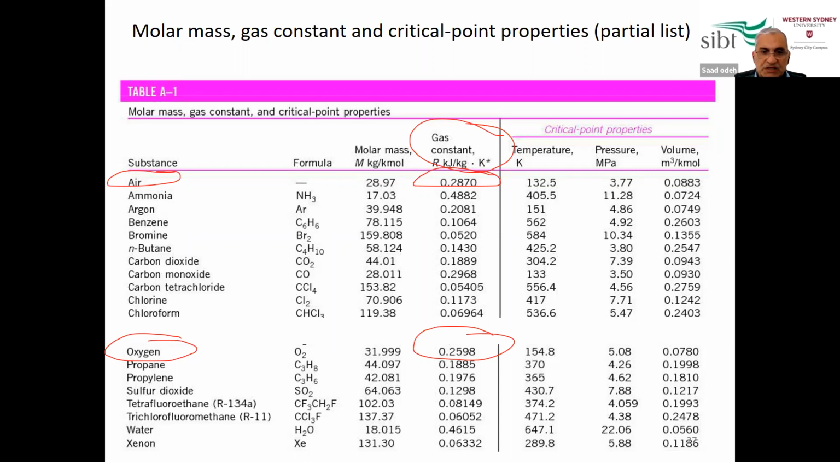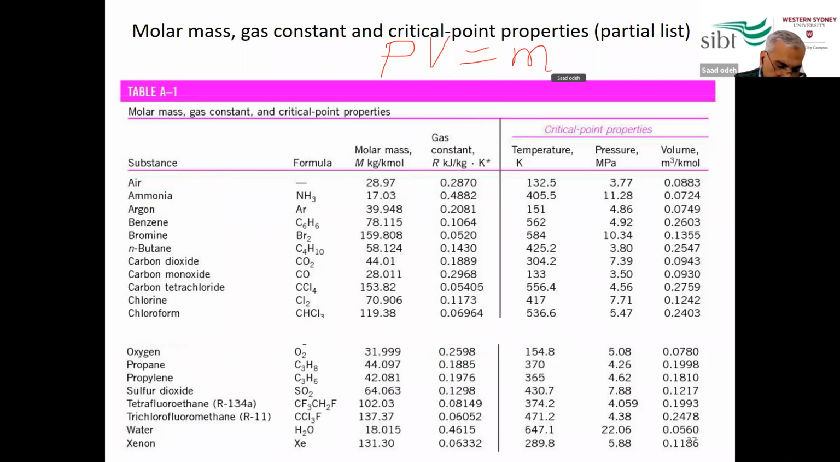But if you choose any other gas, for example argon, or ammonia, it has a completely different value from the air. So this is the way that you can find out the R value for each gas. And then once you know the R value, you can substitute it in the ideal gas equation, which is PV equals mRT. So the R here is what I get from the table here.